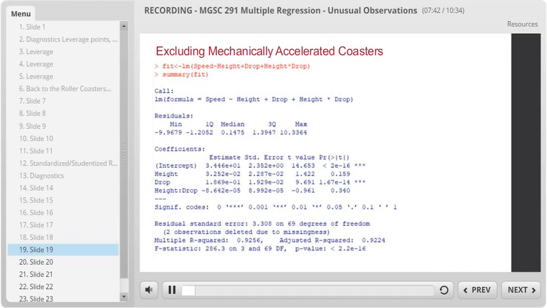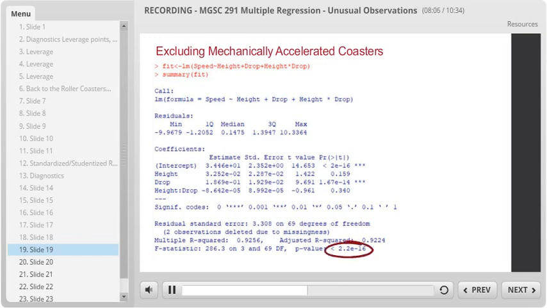Rerunning our regression model without the 3 accelerator coasters has a striking effect. Do you see it? Pause this video as you look at the output to find the surprising effect of removing the 3 mechanically driven coasters. What is the surprising effect of removing the 3 accelerator coasters? Let's look at the p-values for this model.